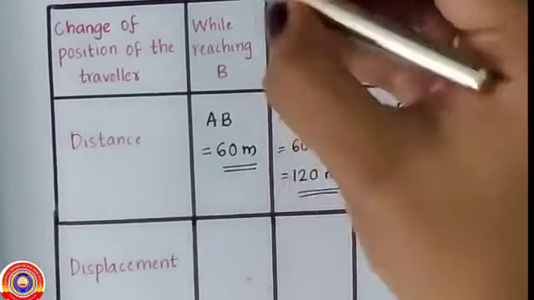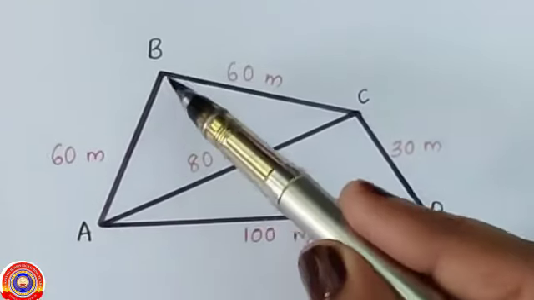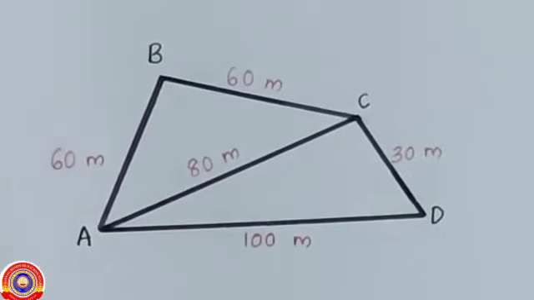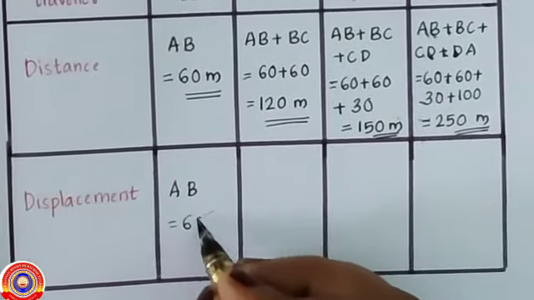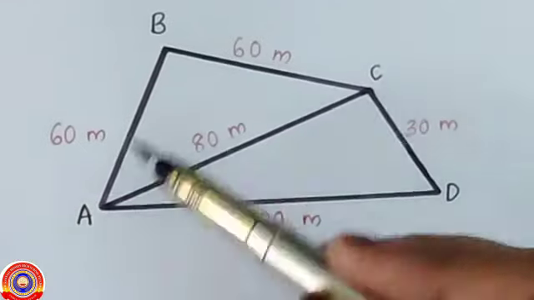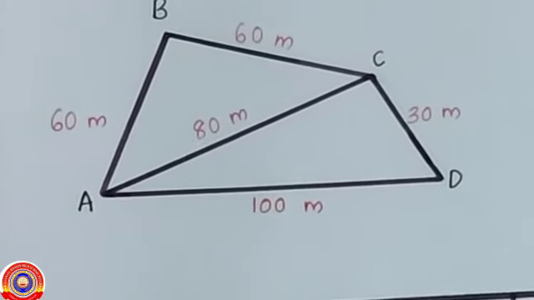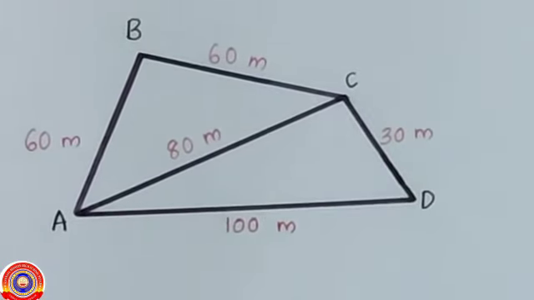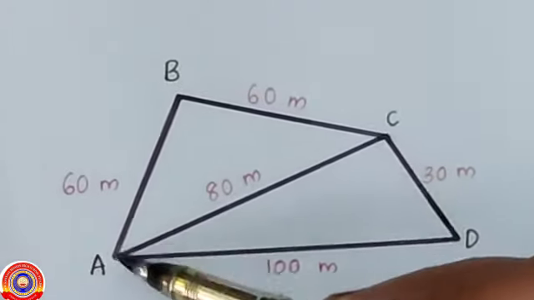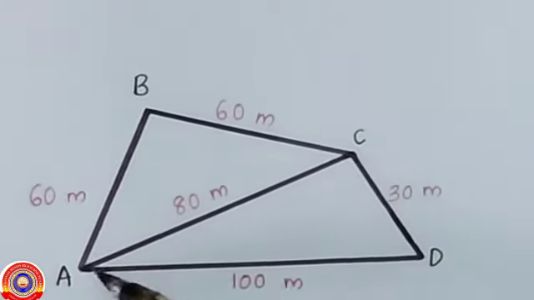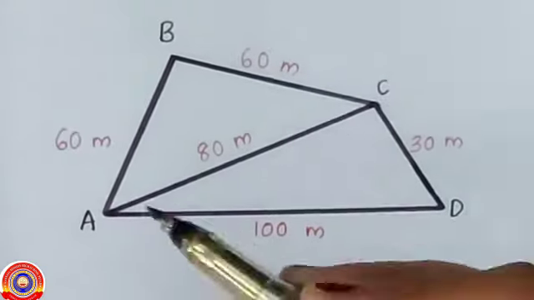Next, we are going to find out the displacement when reaching B. Look at the initial and final points. The shortest straight line distance is AB, which is the same as the distance. Here, one thing to remember: if a body travels in a straight line in the same direction, then distance and displacement are the same. Next is the displacement when the person reaches C. Here, the initial point is A, the final point is C. The straight line distance is AC. So AC is equal to 80 meter.